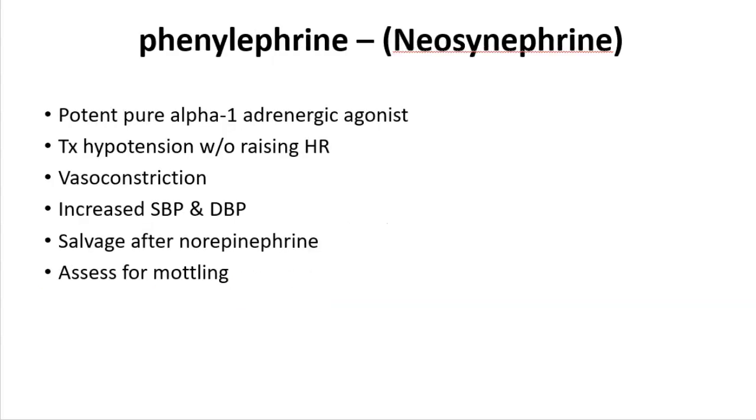Also in line with the vasopressors is Neosynephrine or phenylephrine. So this is a pure alpha 1 adrenergic agonist. So what that means is that it affects the tone, not the heart. If norepinephrine is not working in septic shock, this is something that may be used. And yes, this is the same drug that's used for nasal congestion and to stop bleeding, because remember, it's a potent alpha 1 agonist. And for this one, because it works on vasoconstricting, you would also assess for mottling.